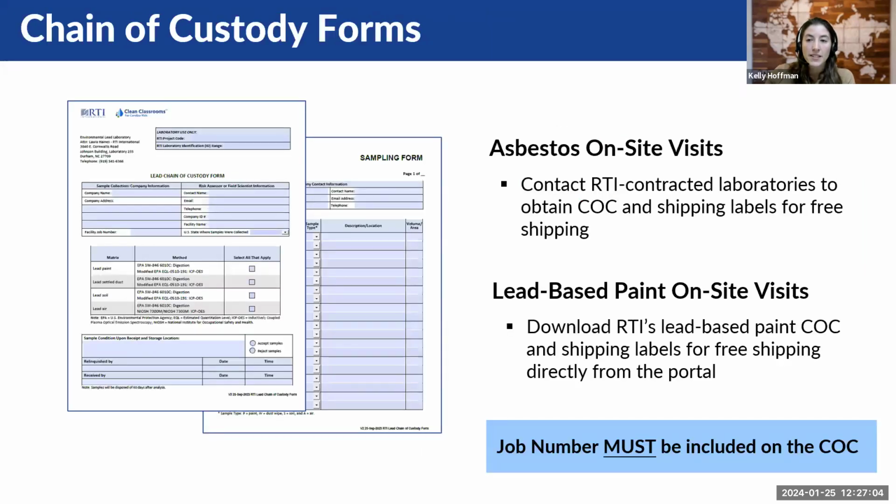For asbestos on-site visits, you should contact the RTI contracted laboratory you plan to use for their COC and shipping labels that will provide you with free shipping on all samples collected under our program. And we can also share this information as needed. Feel free to reach out to us. And you can download RTI's lead-based paint COC and shipping labels for free shipping directly from the portal as well.